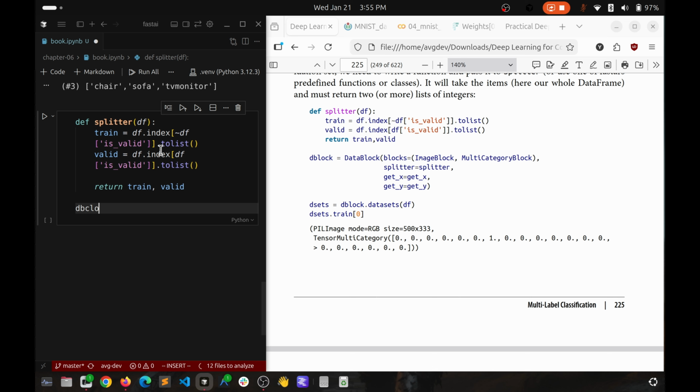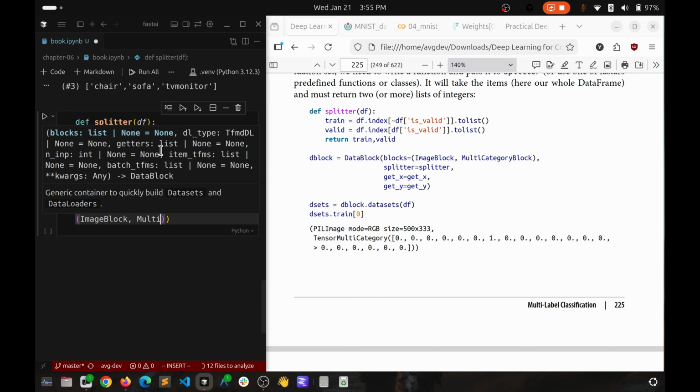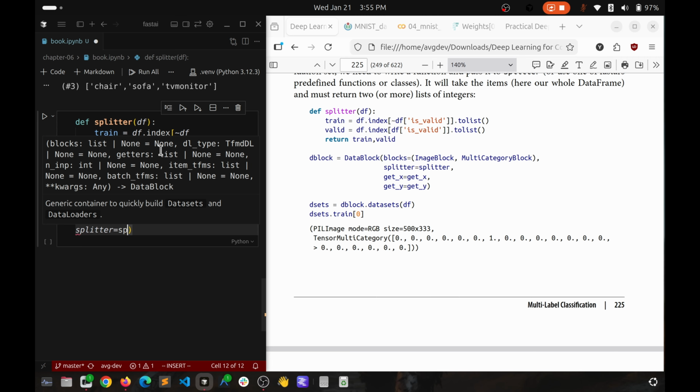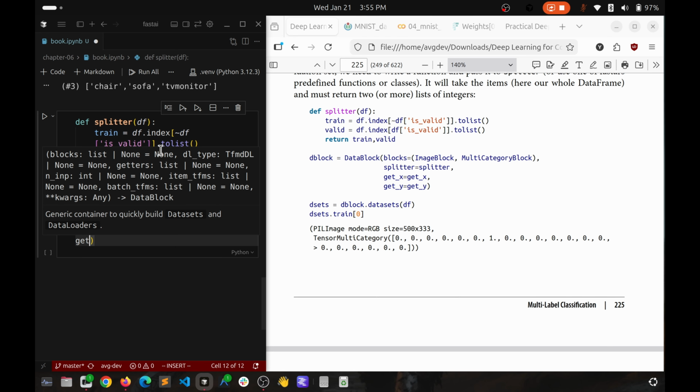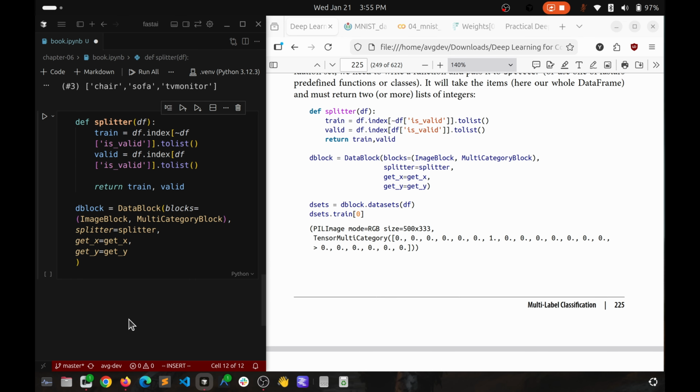Okay, and dblock is a DataBlock where blocks is going to be the image block, and then a multi-category block as labels. We're going to define splitter to be the function that we just created. get_x is going to be get_x, and then get_y is going to be get_y. Oops. Okay. Then we should probably write it like this.